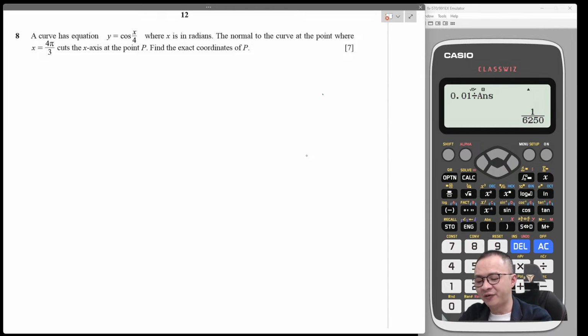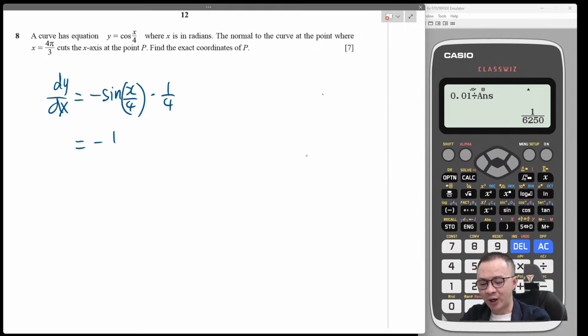Okay, so yeah, I want to find the gradient of tangent first, so I will do dy dx. Differentiate cos, give me negative sine. Angle remain the same. Differentiate the angle, give me 1 over 4. So this one should be negative 1 over 4 sine x over 4. So I will just sub in the 4 pi over 3, is it?